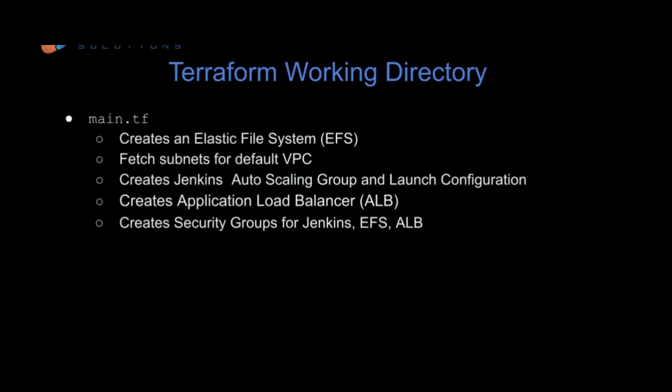There are two files in this directory. The first one is a main.tf file, and it creates an elastic file system. It fetches subnets for our default VPC, which we are using for the purpose of the demo. It creates Jenkins auto-scaling group and a launch configuration to launch Jenkins instances. And it creates application load balancer and also the security groups for Jenkins master, elastic file system, and application load balancer. The second file is a vars.tf file, and this is where we will define all the variables.